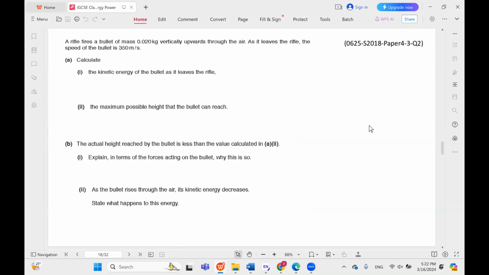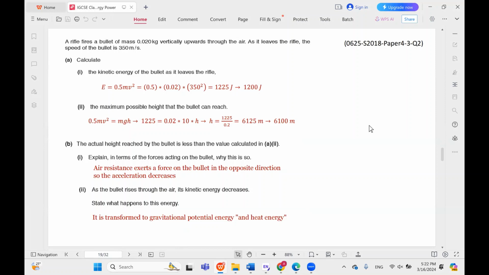A rifle fires a bullet of mass 0.02 kilograms vertically upwards through the air. As it leaves the rifle, the speed of the bullet is 350 meters per second. Calculate the kinetic energy of the bullet as it leaves the rifle. So again, the kinetic energy is half mv squared, and we can simply plug in the values. We're given the v and the m, so we can just plug them into this equation, and we get 1,225 joules, or 1,200 if we're approximating to two significant figures.